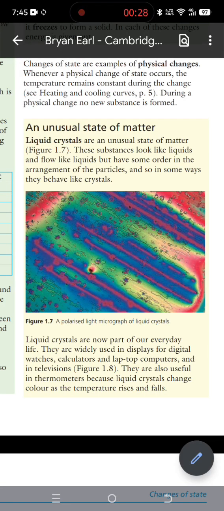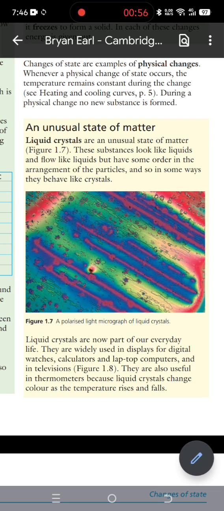In this video we are going to learn some very interesting ideas about matter, things you see every day but maybe never understood. We will talk about liquid crystals, sublimation, and how substances heat and cool. I will explain everything in very easy English, slowly, clearly, and with real-life examples so even weak students can understand perfectly. Let's begin.